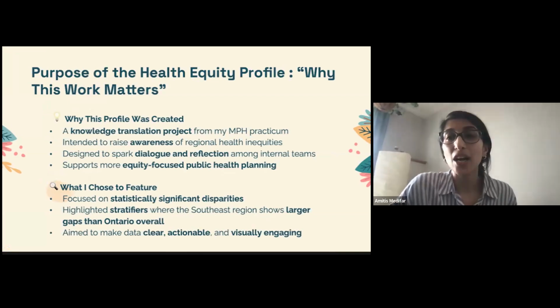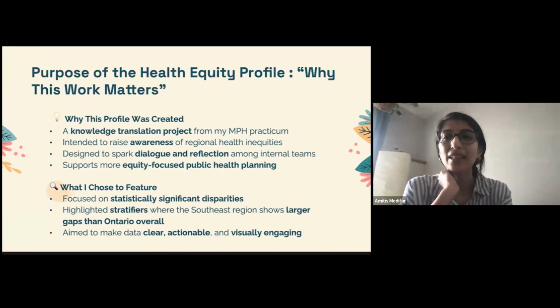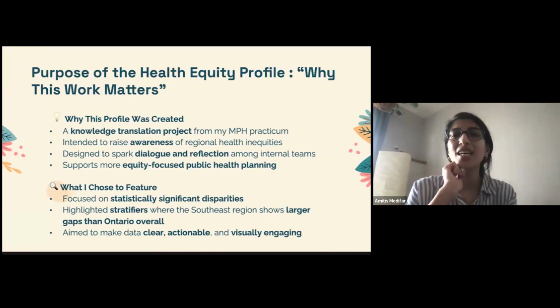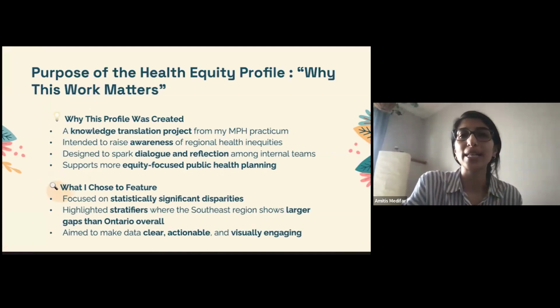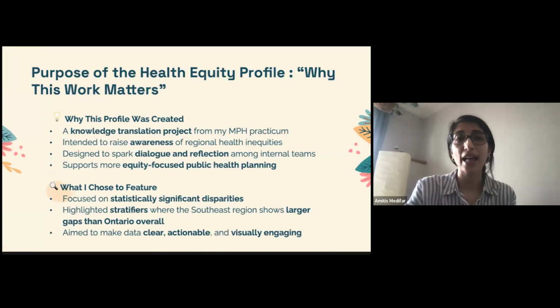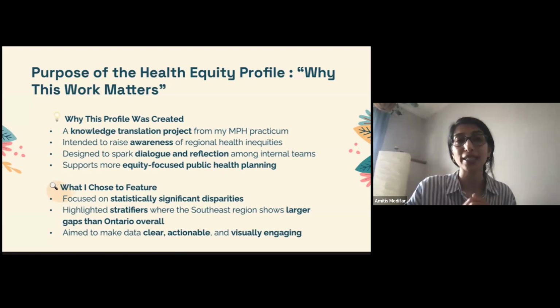So the goal was to take complex data and make it more accessible and usable for public health staff at the agency I worked at. So this was very much a knowledge translation project. At its core, the profile was created to raise awareness about where health inequities exist and for whom in the Southeast region. These patterns aren't always visible and obvious when we look at overall population stats, but tools like SHED help bring them to the surface.